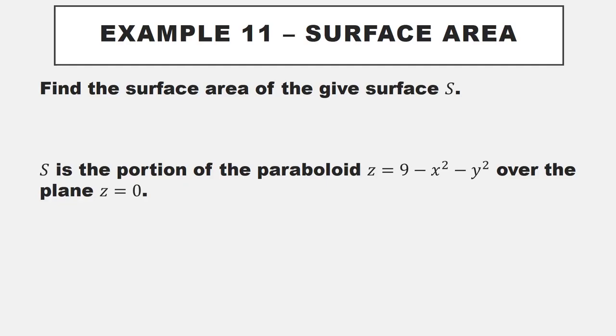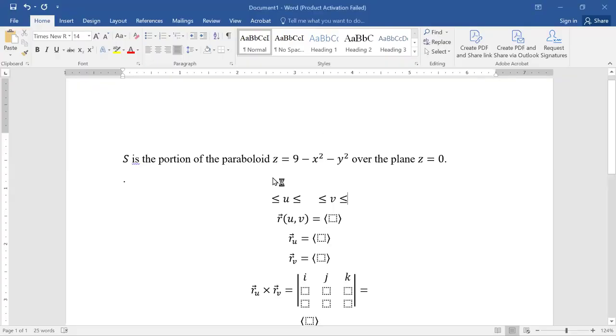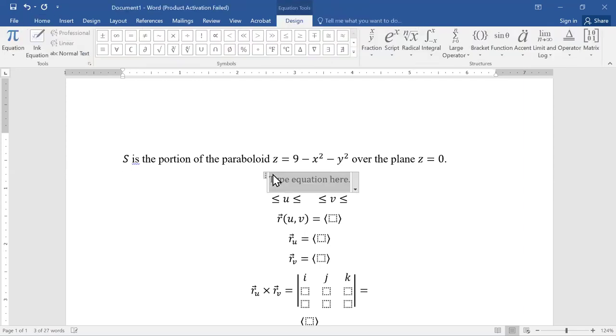Now we will still parameterize this in a very similar way to how we parameterized the paraboloid in example number 8. So that will still carry over, but with different numerical values. It's the exact same way that we dealt with this before, but with different numerical values.